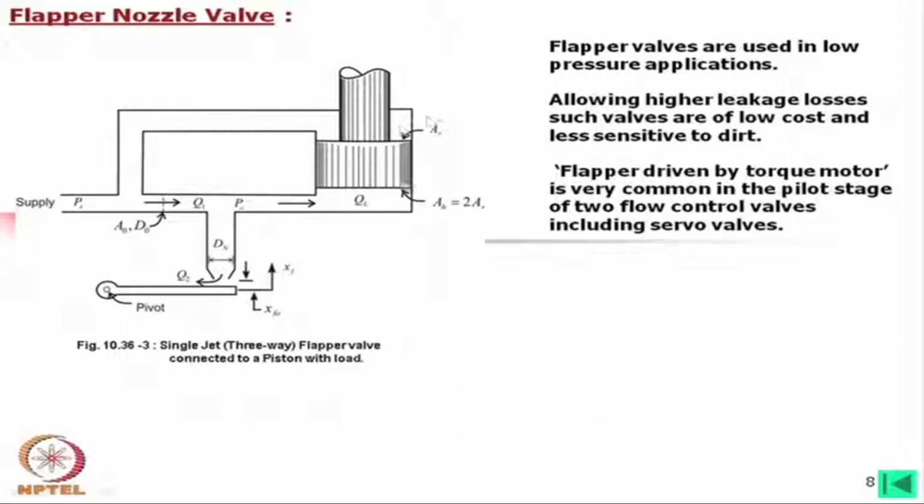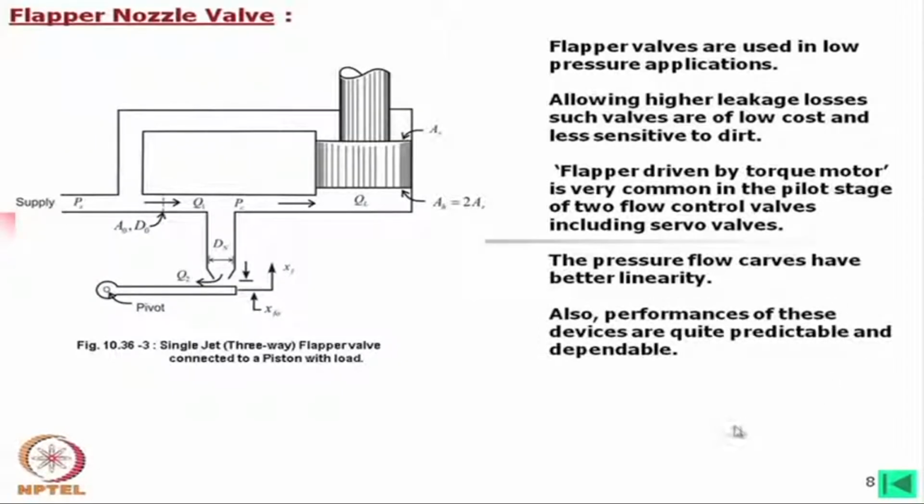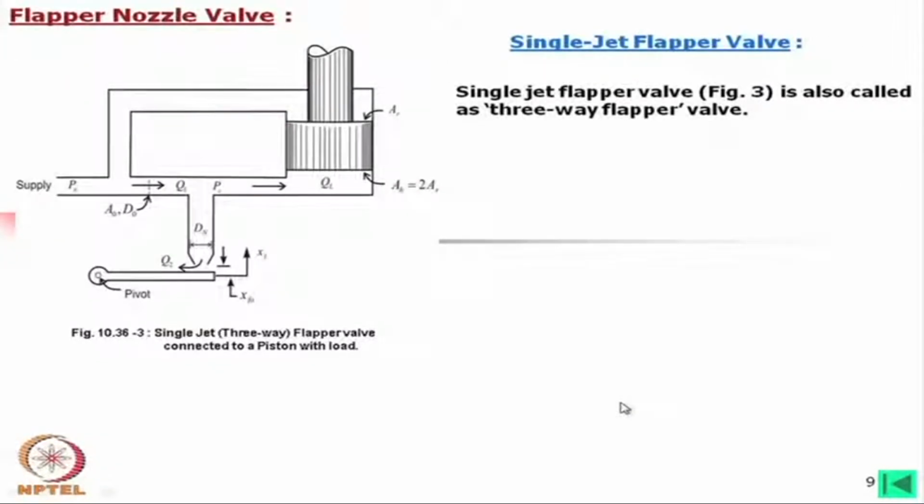Here also we have taken this cylinder with the same 1:2 ratio. The pressure flow curves have better linearity. Also, the performance of these devices is quite predictable and dependable. Now, we shall consider the analysis of a single jet flapper valve. It is also sometimes called the three-way flapper valve.